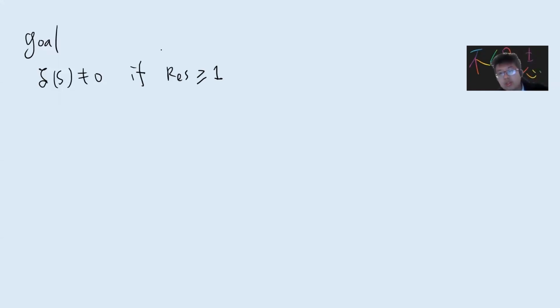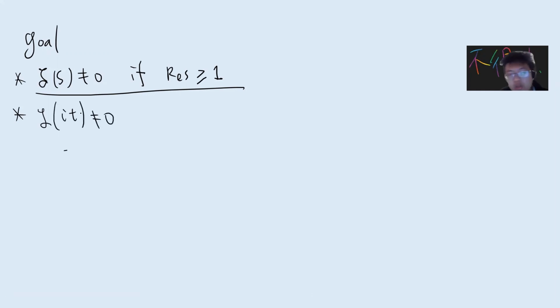Okay, so this is an interesting thing. You need to spend a little bit of time trying to prove this. So this is our goal today, and I will also prove another thing which is not important, but one can prove that at s equals 0, there's no zero for the zeta function. So zeta of it is non-zero for t a real number, and zeta of s is non-zero if real s is greater than 0.